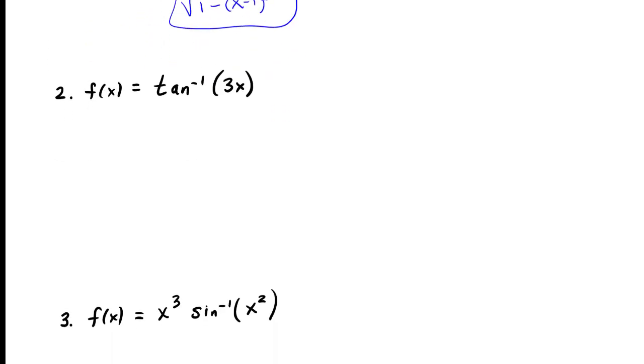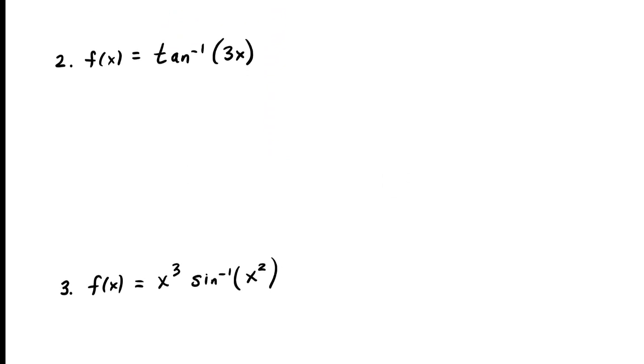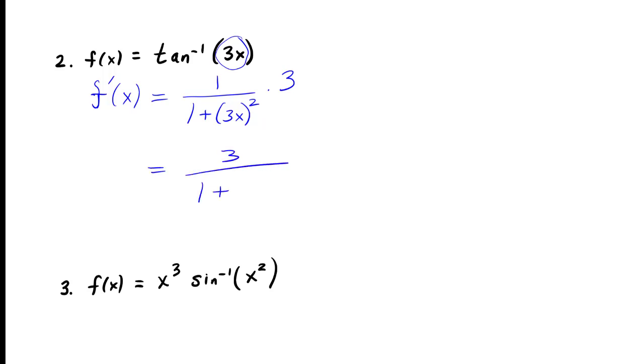All right, what about taking the derivative of inverse tan 3x? Again, this is really just a chain rule. So the derivative of f would be, it's inverse tan of something, so 1 over 1 plus that something, that 3x squared, times the derivative of the something there, and I get a 3. So I get 3 over 1 plus 9x squared.